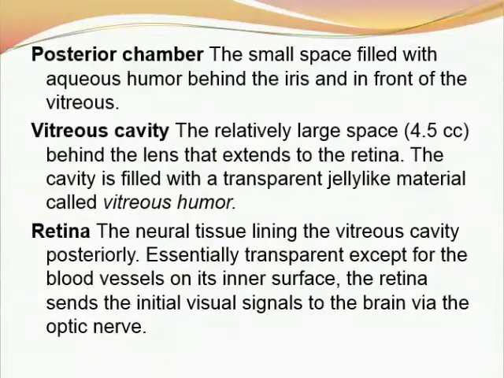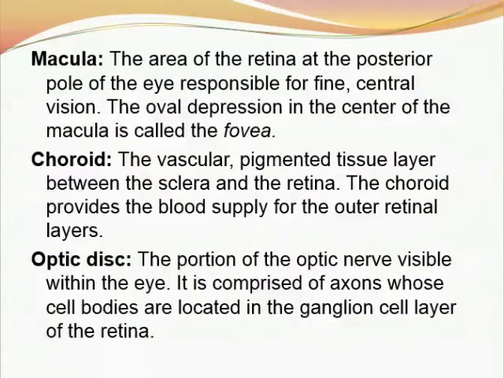Retina is the neural tissue lining the vitreous cavity posteriorly, essentially transparent except for the blood vessels on its inner surface. The retina sends the initial visual signals to the brain via the optic nerve and thus helps in optic recognition. Macula is the area of the retina at the posterior pole of the eye, which is responsible for fine central vision. The oval depression in the center of the macula is called the fovea.